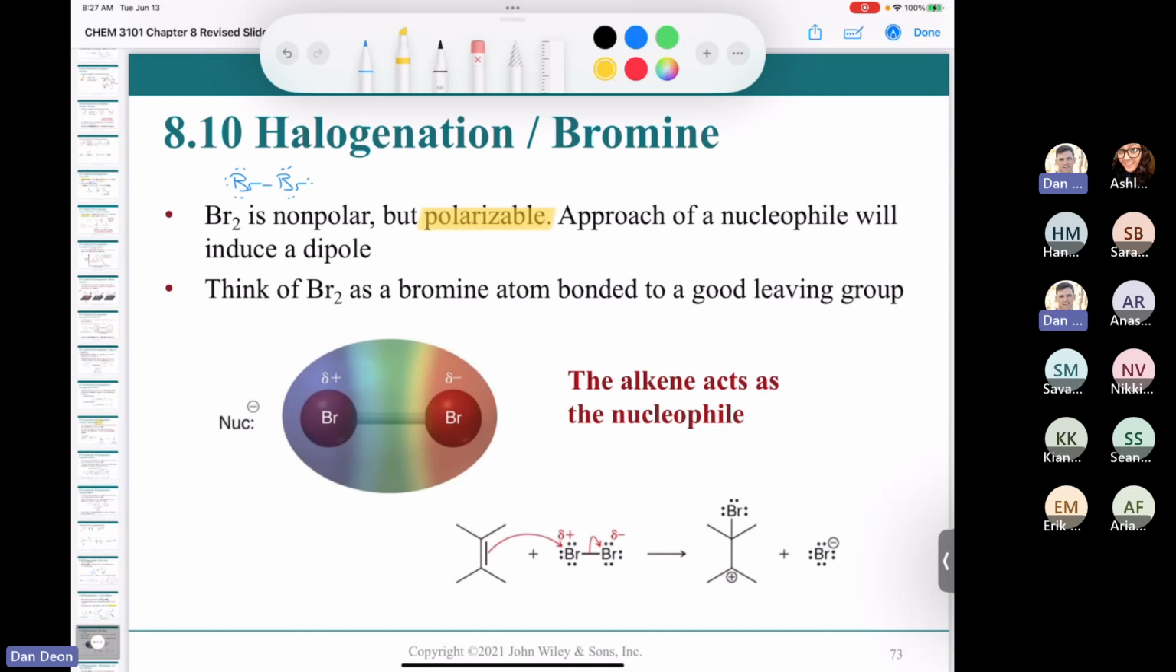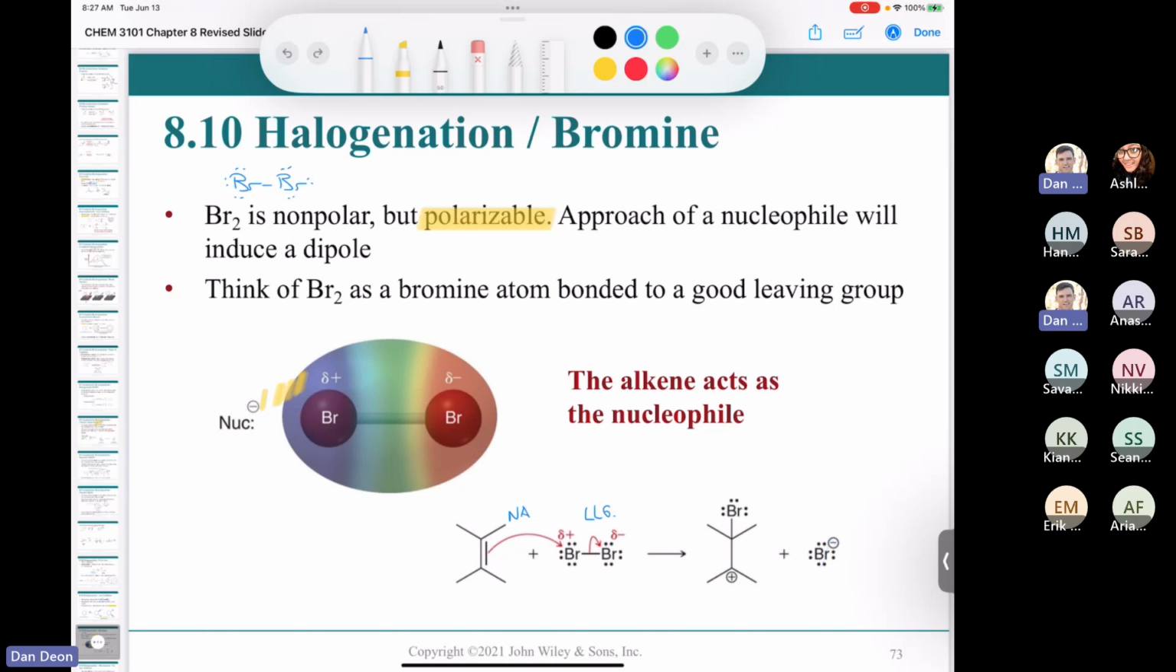And so if a nucleophile approaches bromine, it creates a temporary dipole in it, right? It will repel the electrons and push them to one side, and then you have a partial positive on the other. That results in a force of attraction between the nucleophile and the bromine because of that temporary dipole. And so you might think, well, maybe I'll just have a nucleophilic attack from my pi bond, and then a loss of leaving group, and I end up with a carbocation, and then bromide can just come in here, and I'm done.